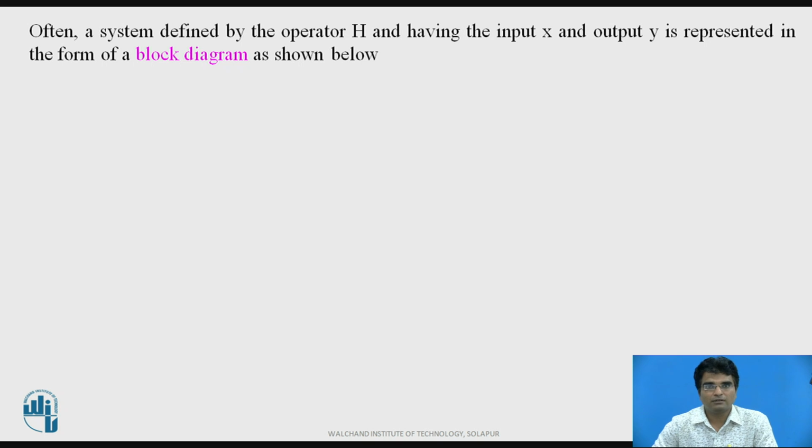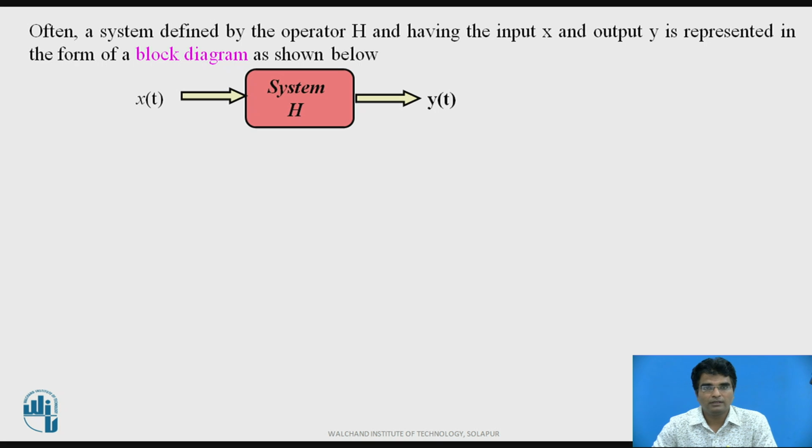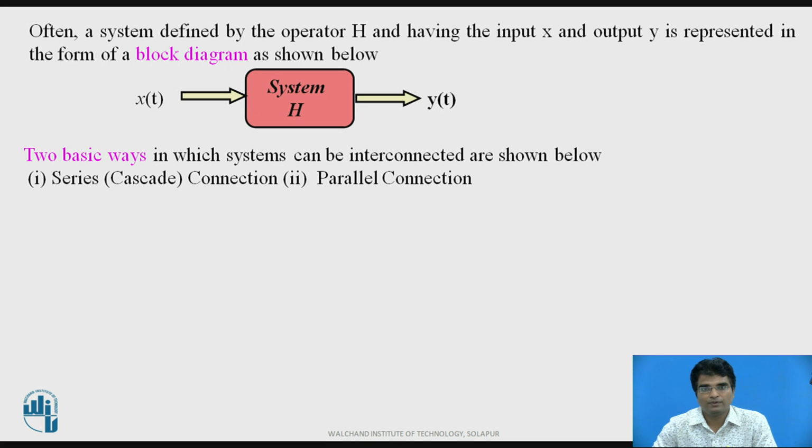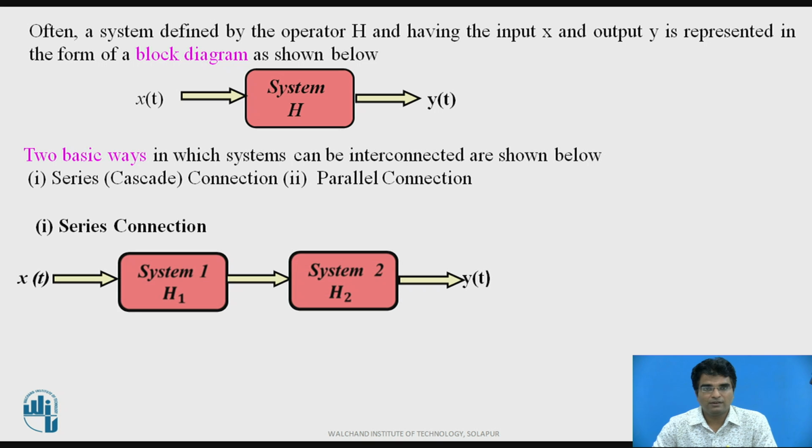Often a system defined by the operator H, having input x and output y, is represented in the form of a block diagram as shown below. Here x of t is given as input to the system H, which produces output y of t. Two basic ways in which systems can be interconnected are shown below. First one, series, that is cascaded connection. Next one, parallel connection. In the series connection, x of t is given to the first system, H1. The output of system 1 is given to system 2, denoted by H2, which finally produces output y of t.